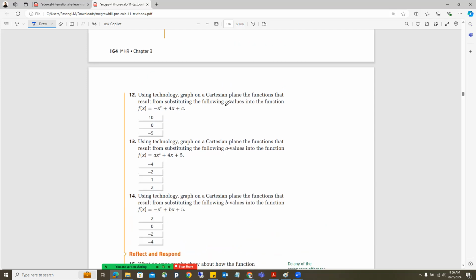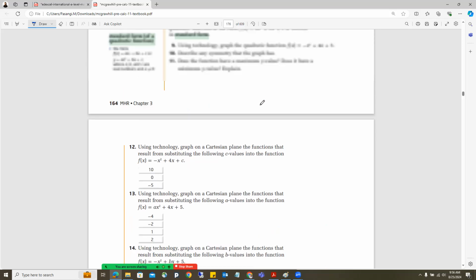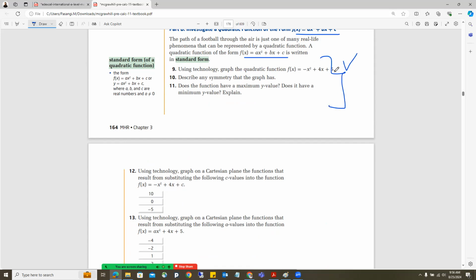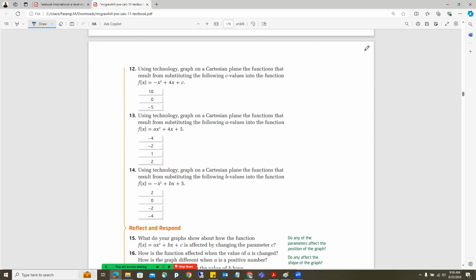The 12th one: using technology, graph on a Cartesian plane the function that results from substituting the following c values into the function. Now what will happen? These three, it's clear, right? Now we are doing a new question. They have given us the standard form quadratic equation with the constant c.